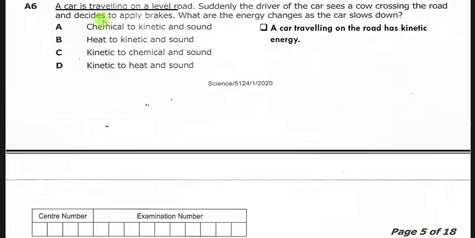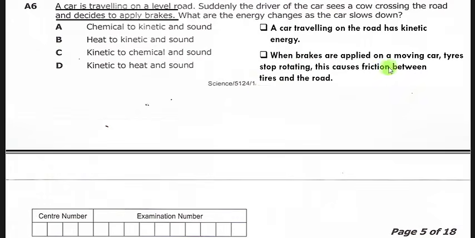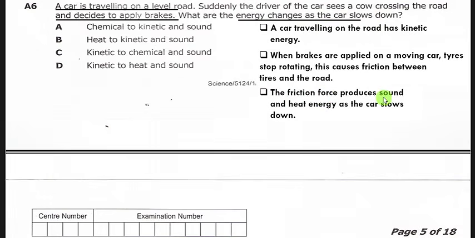All right. Then they're saying suddenly the driver of the car sees a cow crossing the road and decides to apply brakes. So here the driver now decides to apply brakes. So when brakes are applied on a moving car, tires stop rotating. This causes friction between tires and the road. And then, what are the energy changes as the car slows down? The friction force produces sound and heat energy as the car slows down.